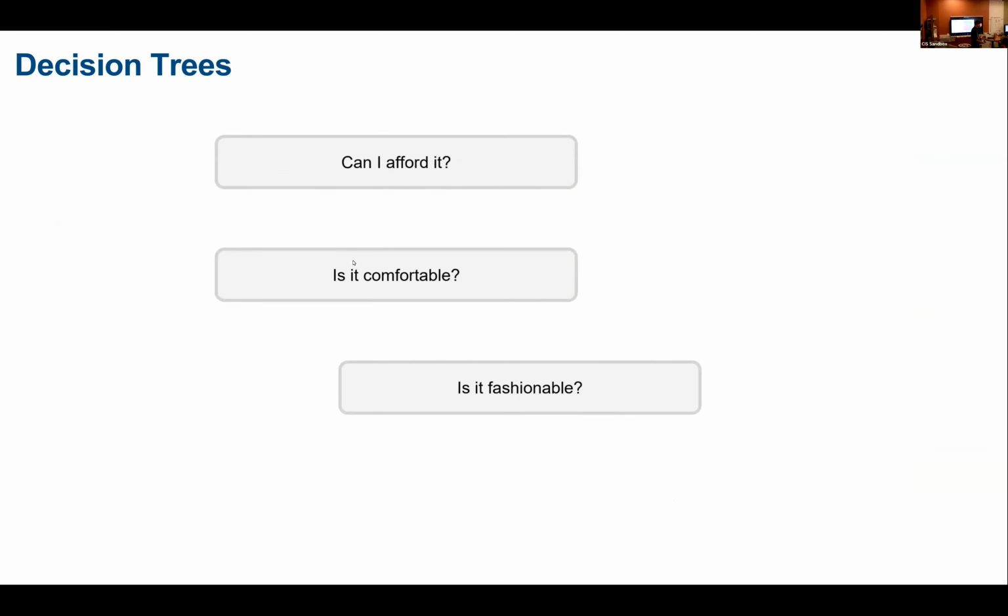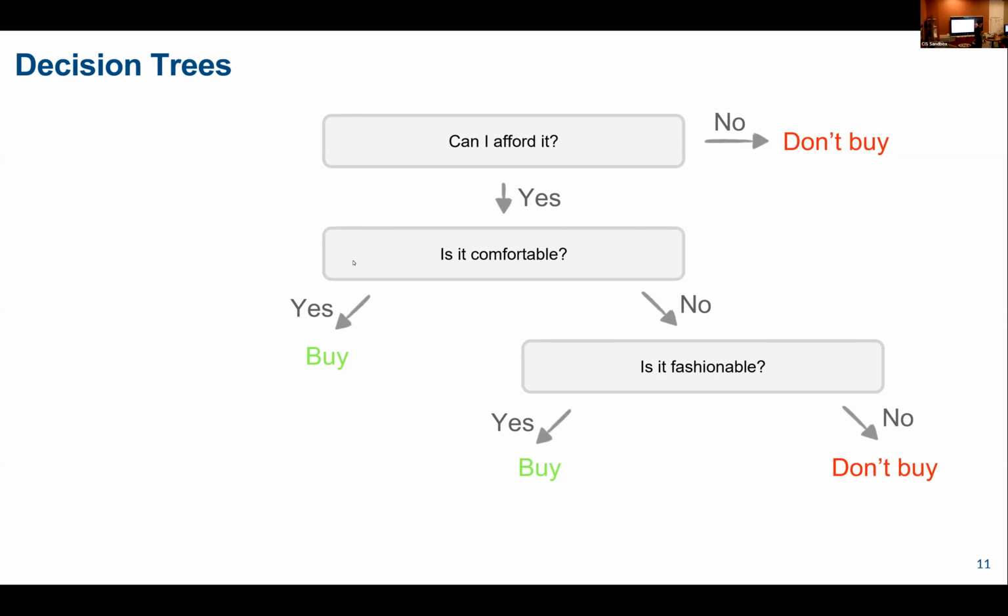Okay, so what do we do? We can think of this classification in terms of a flow chart, so to speak. And it's actually similar to how humans would make decisions, right? So firstly, obviously you have to ask, can I afford it? Because if you can't afford it, there's no way you can buy it. And then if you can afford it, is it comfortable? And maybe you prioritize comfort over fashion, right? So if it's comfortable, then you automatically say, yes, I'm going to buy that because I need comfortable shoes. And if it's not, well, beauty is pain, so maybe you buy it anyway if it's fashionable. And obviously, if it's neither comfortable nor fashionable, there's no reason for you to buy it.